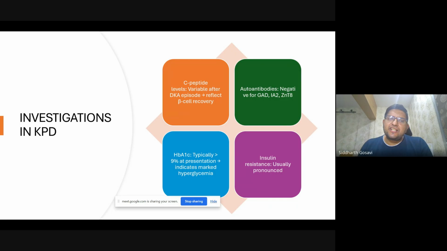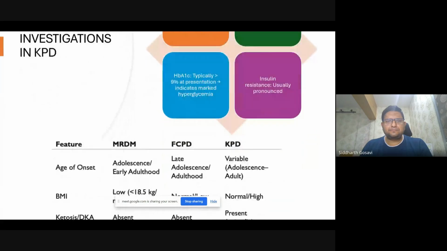Here, the important investigations in ketosis-prone diabetes are: C-peptide levels may vary after the acute episode, which reflects that there is some chance of beta cell recovery. Autoantibodies are negative for GAD, IA2 and ZnT8. HbA1c is typically greater than 9 at presentation, indicating marked hyperglycemia. Insulin resistance is usually pronounced.